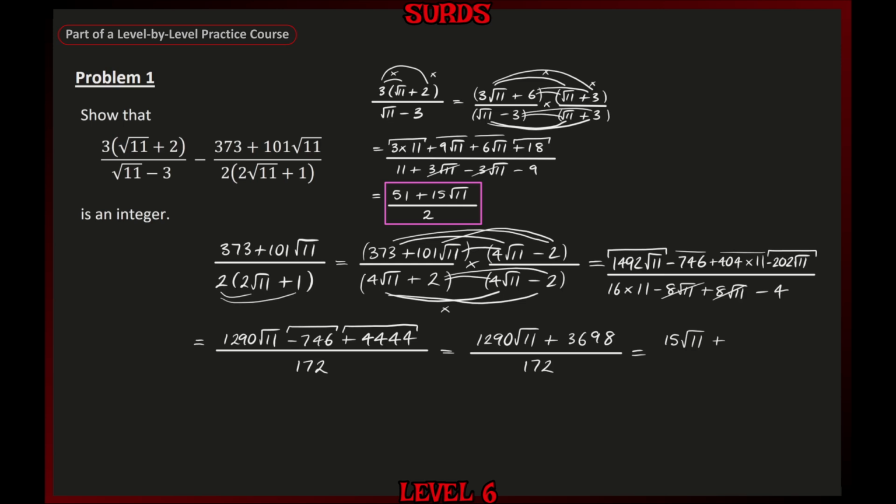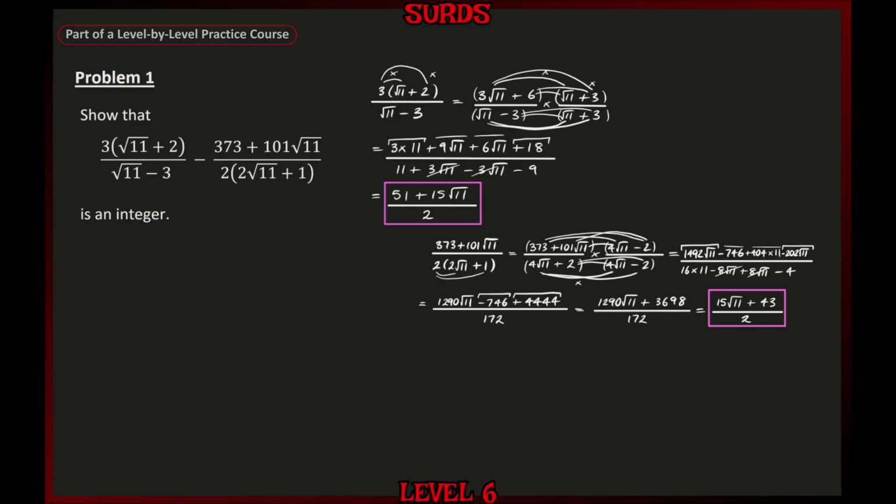3,698 divided by 86 gives us plus 43. And 172 divided by 86 gives us 2. So our second fraction is equivalent to 15 root 11 plus 43 all over 2. So going back to the original problem, we can now replace each of our fractions with our simplified versions.